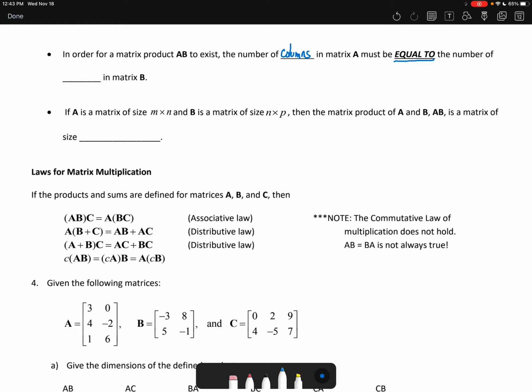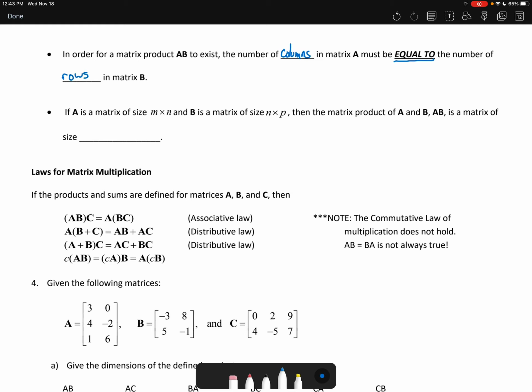Okay, so why am I making such a big deal about the dimensions of the matrices that I'm multiplying and then the dimensions of the matrix that we get as a result? And here's why. In order for a matrix product AB to exist, the number of columns in matrix A must be equal to the number of rows in matrix B.